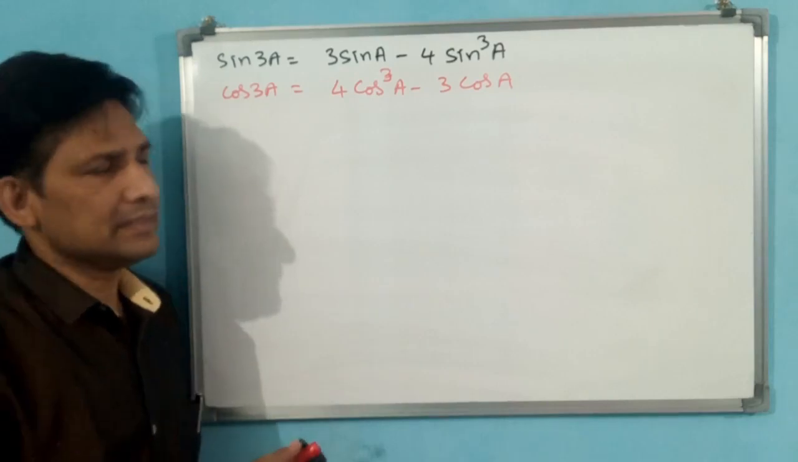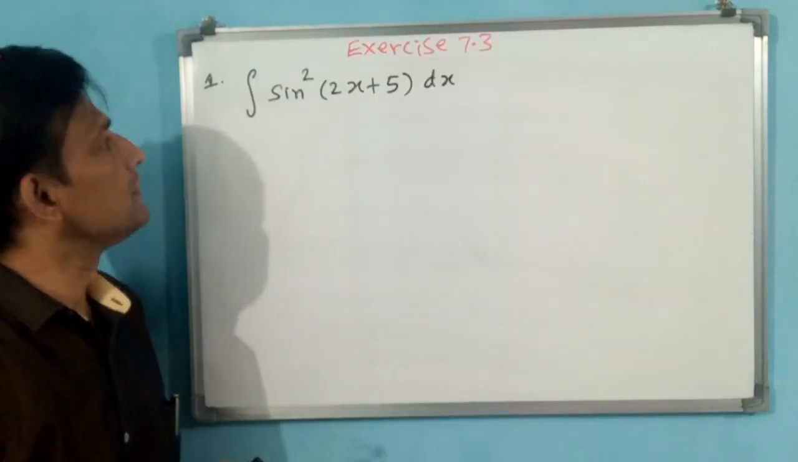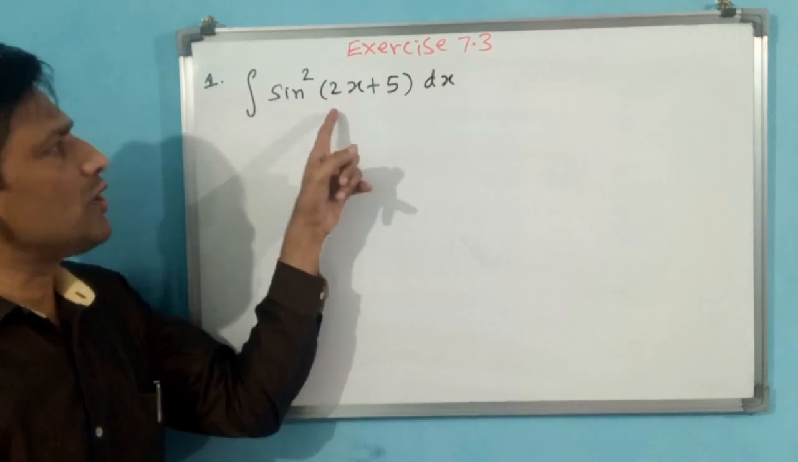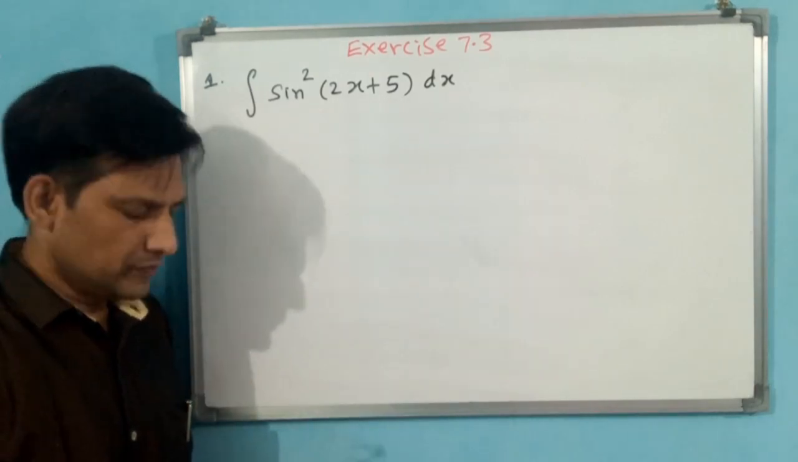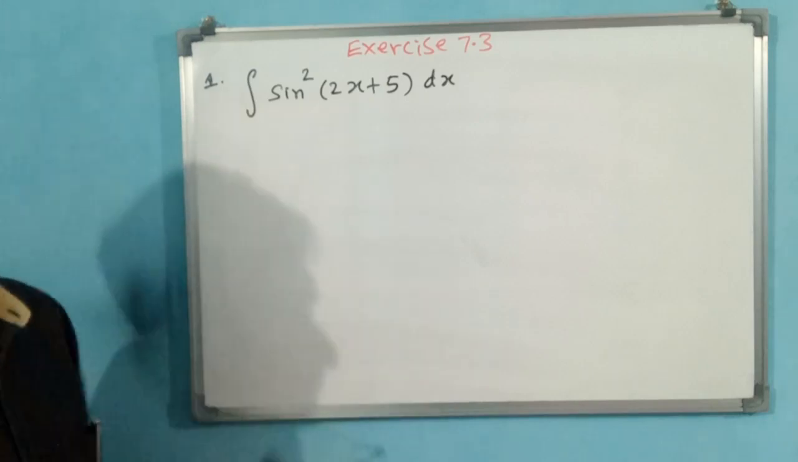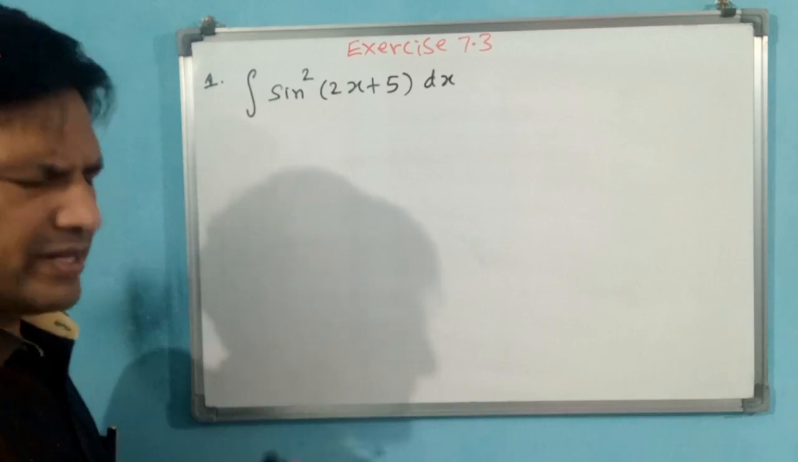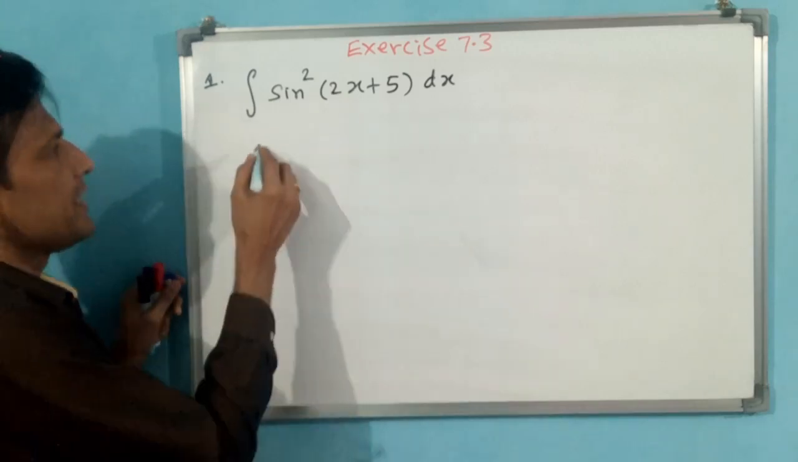Okay, I think we have done that. We will go for exercise 7.3. Note down question number 1: integral sin square of 2x plus 5 dx. See, simple logic here. First you have to substitute 2x plus 5 as t. Then it is going to become sin square t dt, something will come. You see what I am writing?